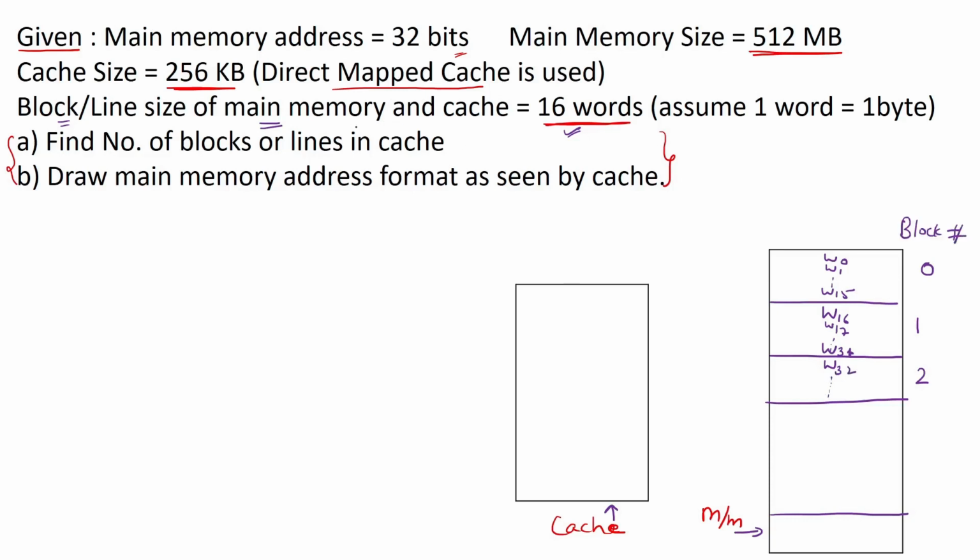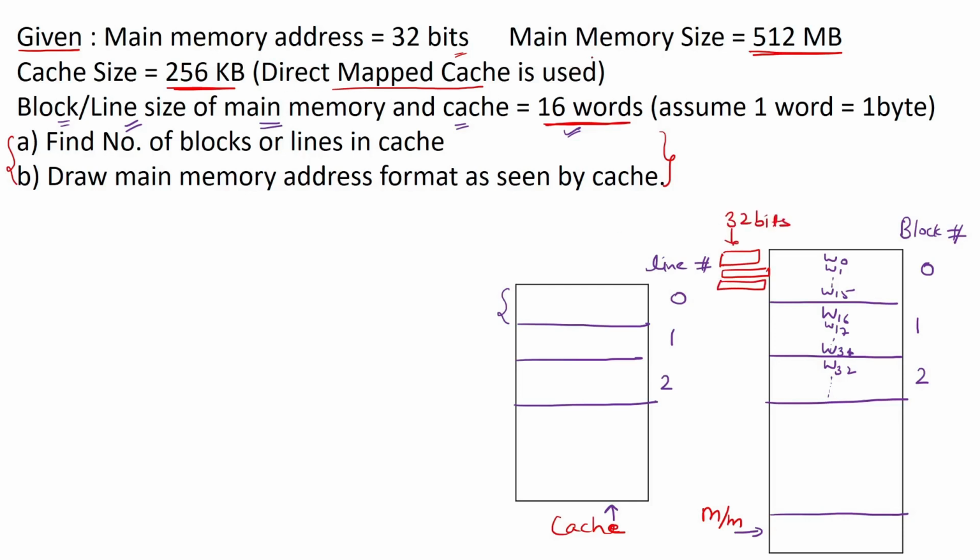Now the question also says that the size of your cache lines is equal to 16 words. In cache we will have certain lines: line number 0, 1, 2 and so on, and each cache line is also 16 words. That means the line size and the block size of the main memory are equal, 16 words. The next information is that main memory addresses are of 32 bits, so these addresses of the main memory will be 32 bits.